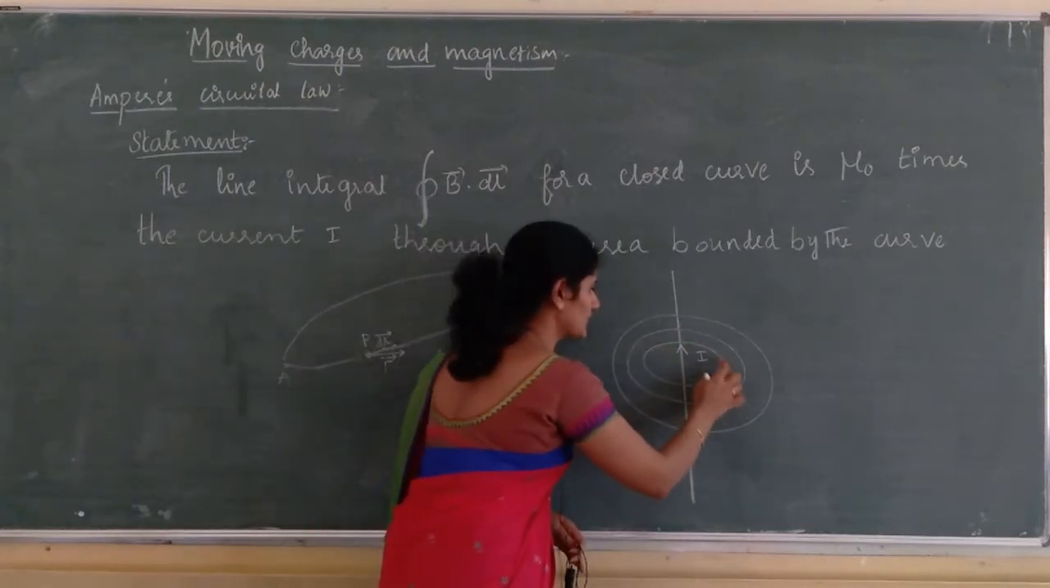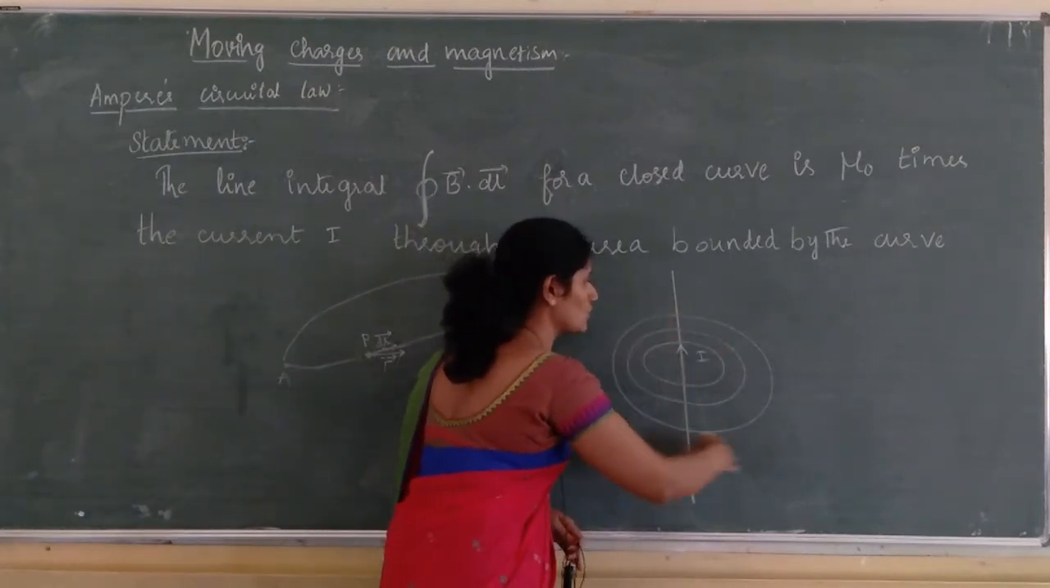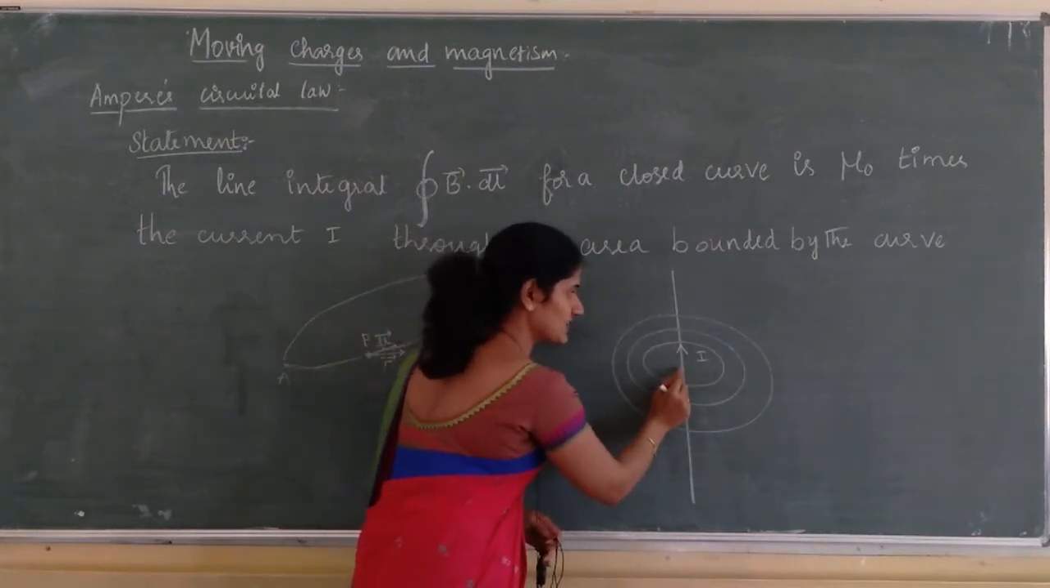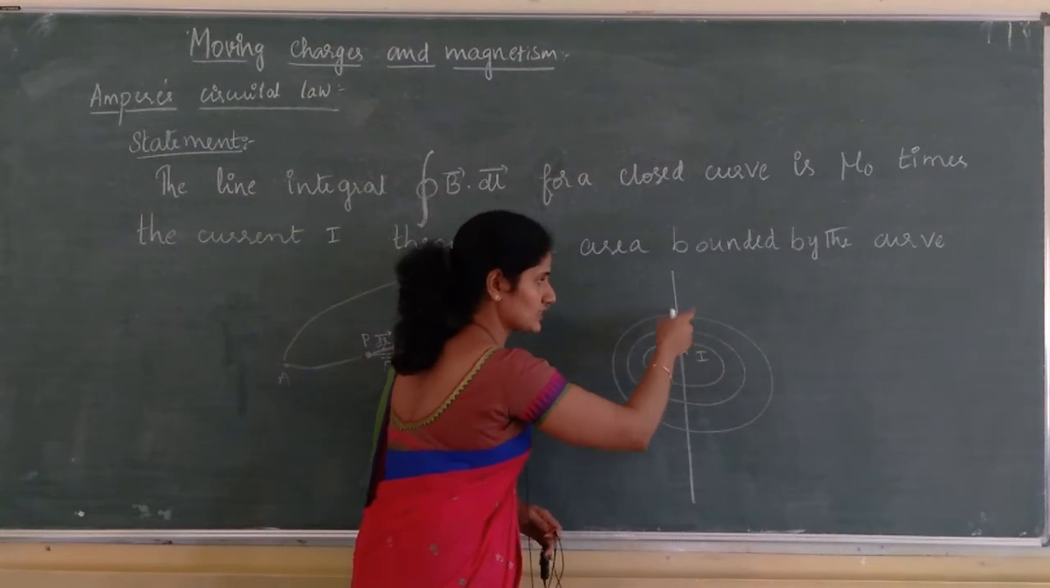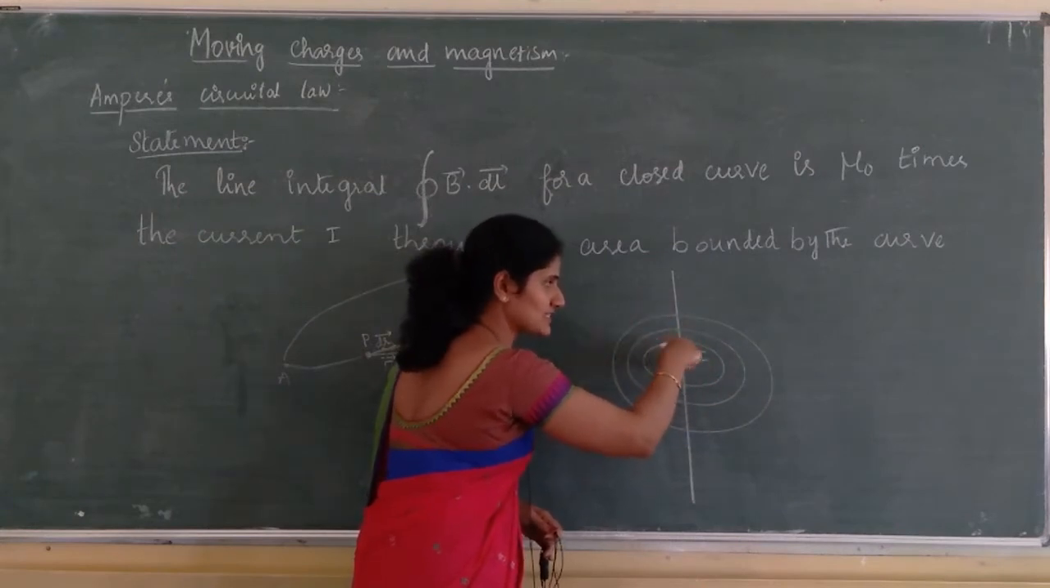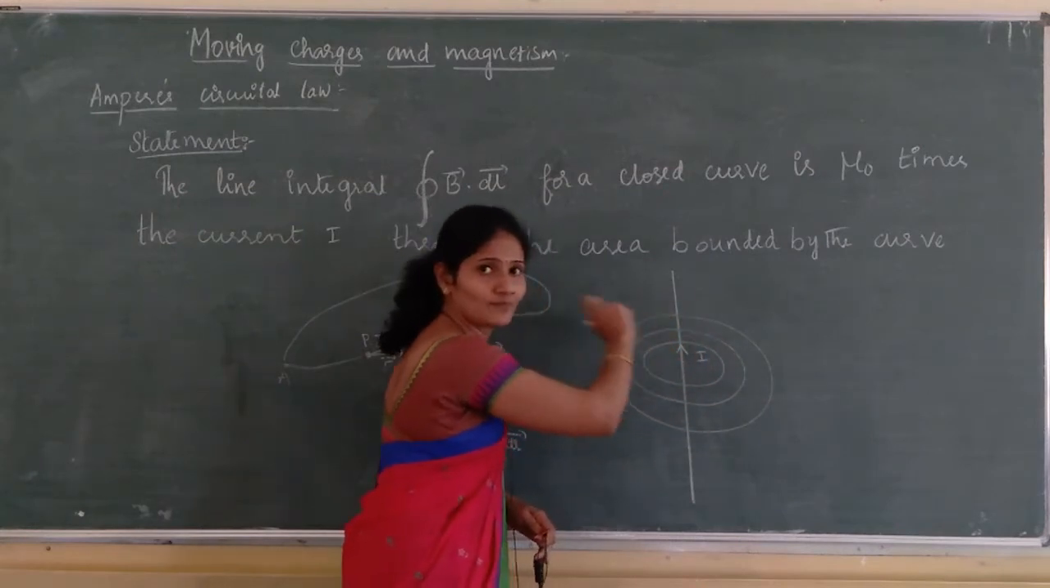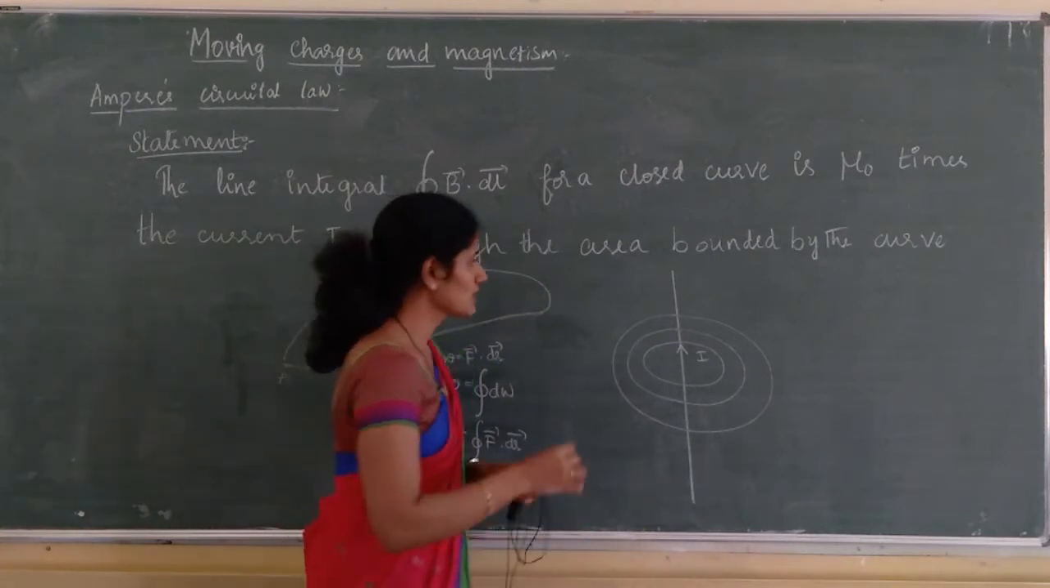So, magnetic field lines are always closed lines. Like this, in this pattern, the magnetic field lines are generated like this around the conductor.